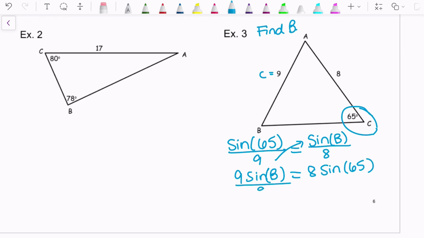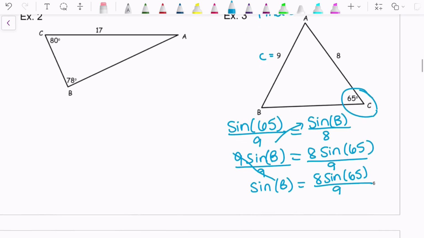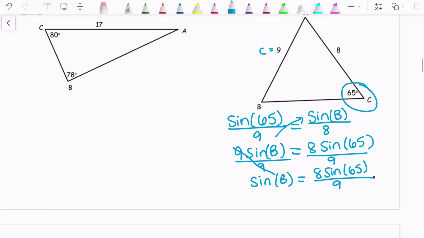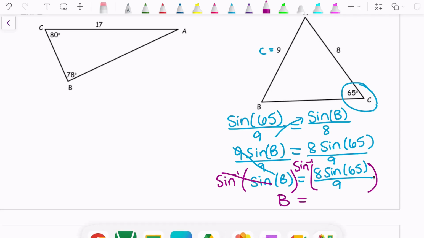I want to get B alone, so first I'm going to divide by 9. And now I have the sine of B is equal to 8 sine of 65 over 9. I'm not going to type this in the calculator yet. In order to get rid of the sine of B, I just want B alone, I have to take the inverse sine of both sides. So I'm going to do inverse sine to the left, and I'm going to do inverse sine to the right, and sine and inverse sine cancel, so I'm left with B equals, and now I can type this into my calculator.